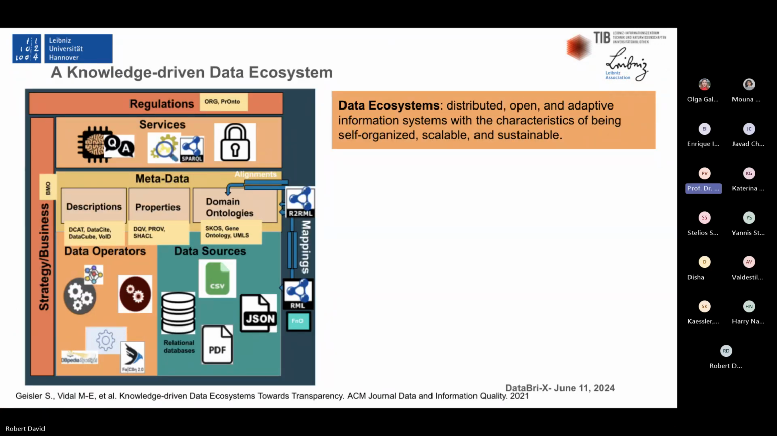So what is the idea here? We are working in knowledge-driven ecosystems where we have data sources. The data sources are heterogeneous, so they are presented in different formats. On top of the data sources, there are ontologies that define the domain from which these data sources are coming, and there are mappings between the data sources and these ontologies.